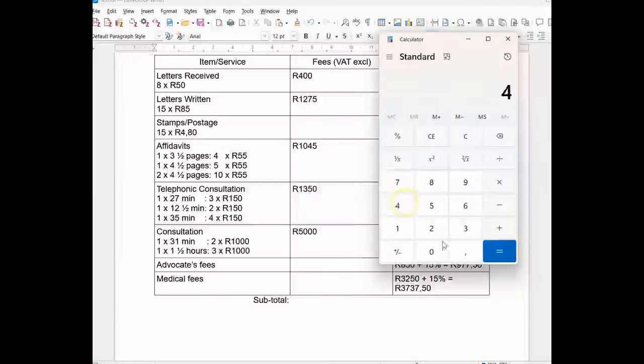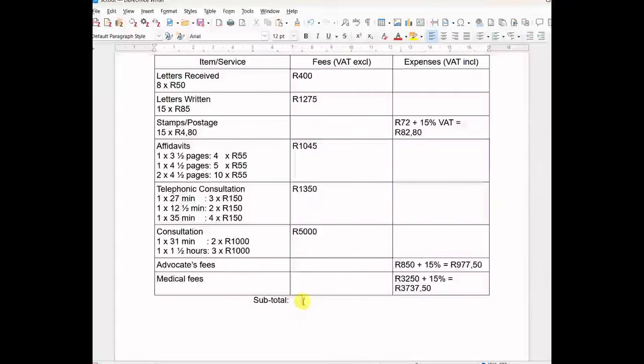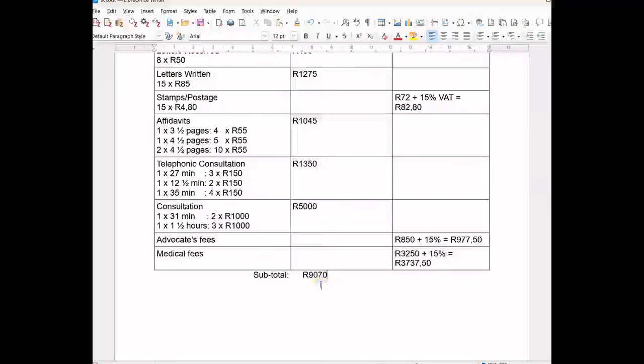So that will be 400 Rand, because it's the first one there, plus 1,275 Rand, plus 1,045 Rand, plus 1,350 Rand, plus 5,000 Rand. That gives us 9,070 Rand. So our fees come to 9,070 Rand.